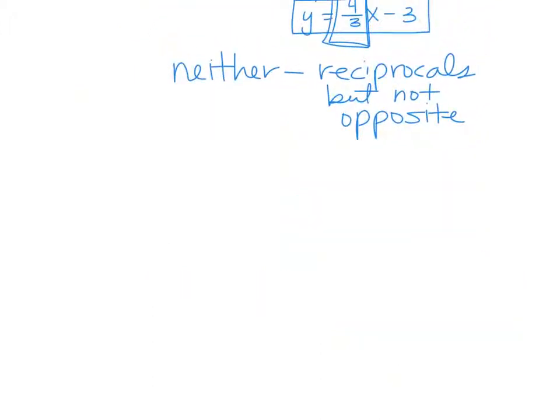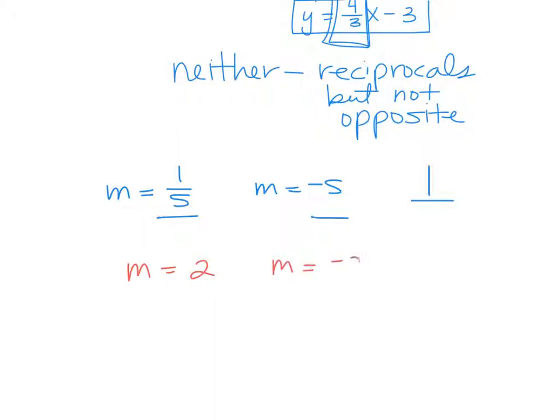Okay, lightning round. Are you ready? If you have a slope of 1/5 and you have a slope of -5, parallel, perpendicular, or neither? These two slopes would be perpendicular. If you have a slope of 2 and a slope of -2, parallel, perpendicular, or neither? Neither, right? It didn't flip over.